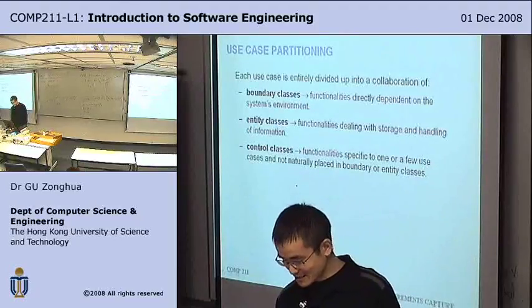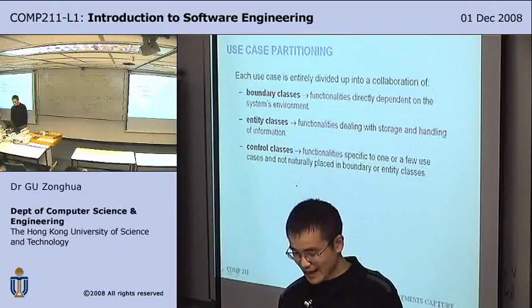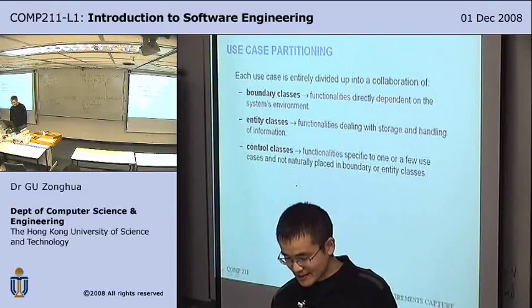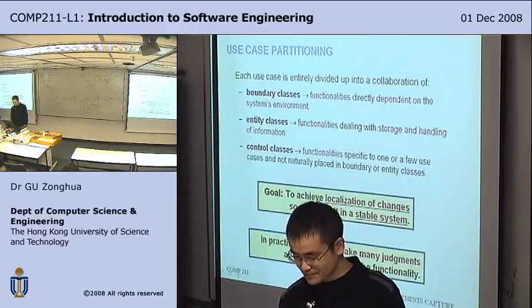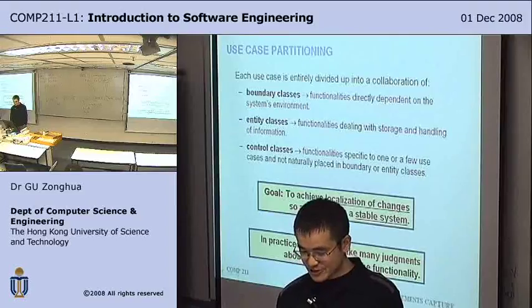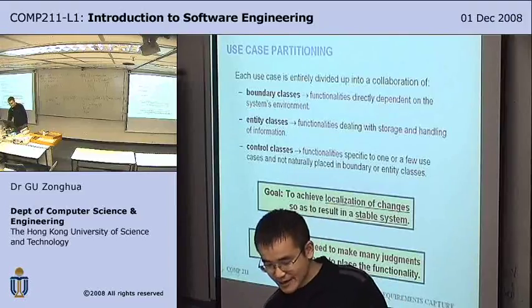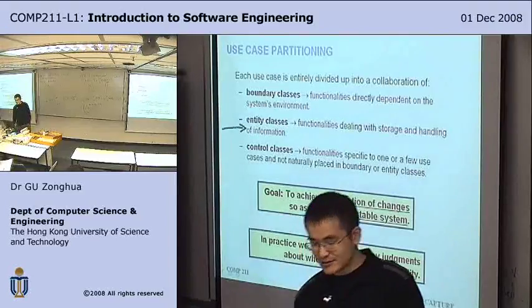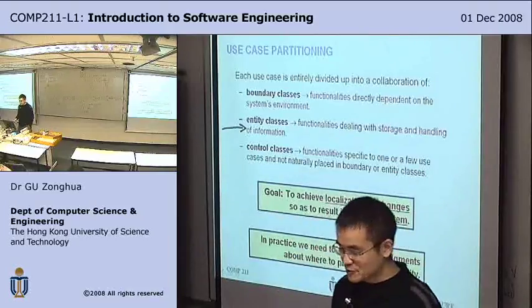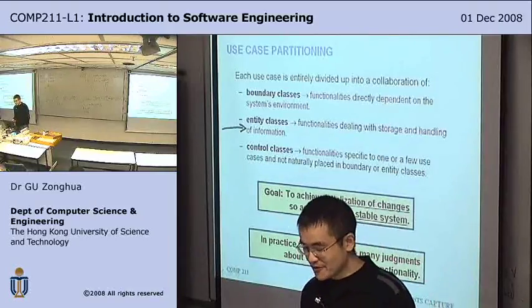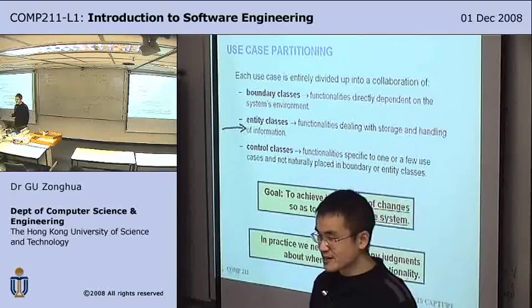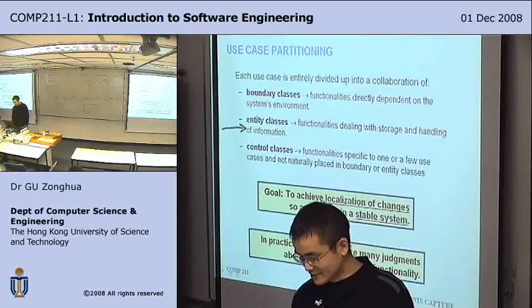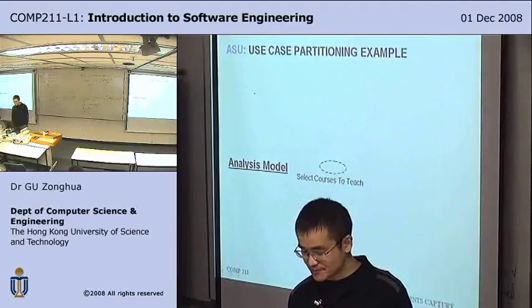So use case partitioning: each use case is divided up into a collaboration of boundary, entity, and control to localize changes and have a stable system. Make judgments as to where to place the functionality. Entity classes are easy. They just store information, perhaps with simple get and set methods. But boundary and control can be a little fuzzy. Sometimes you can place the functionality into boundary. Sometimes you can place it into control.